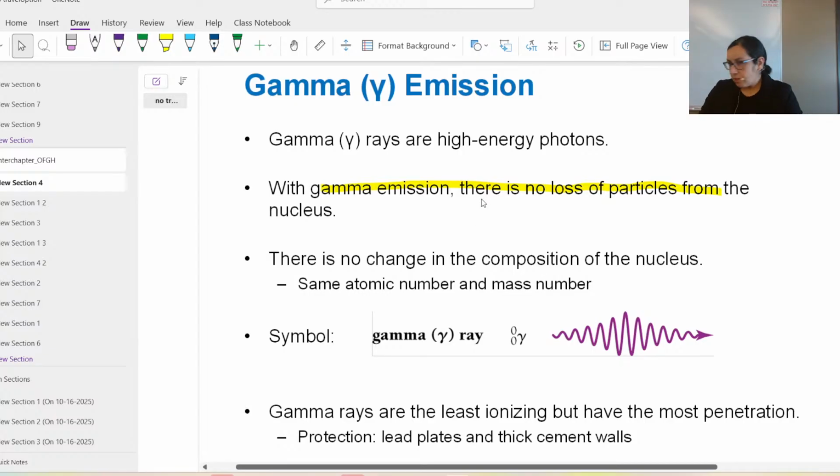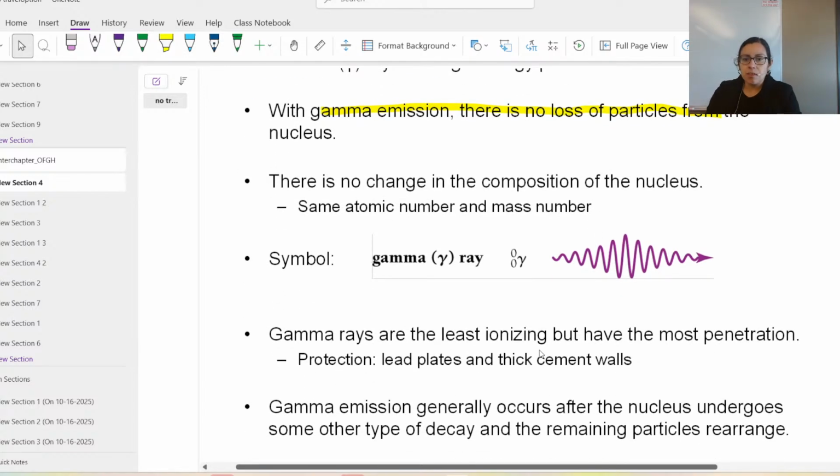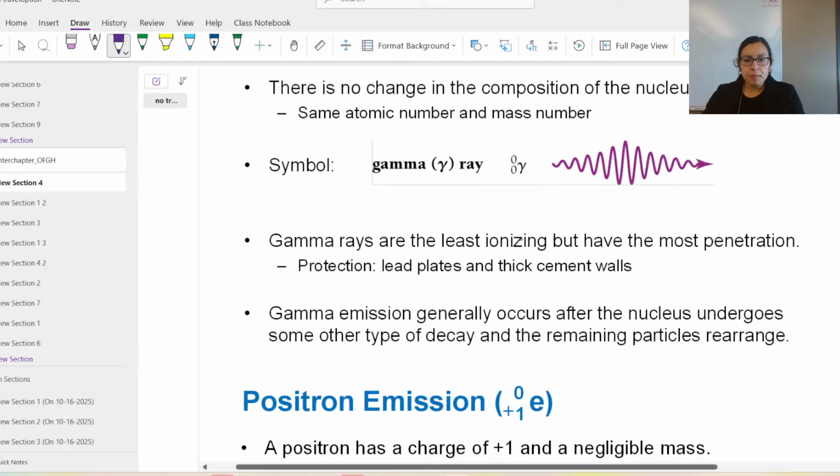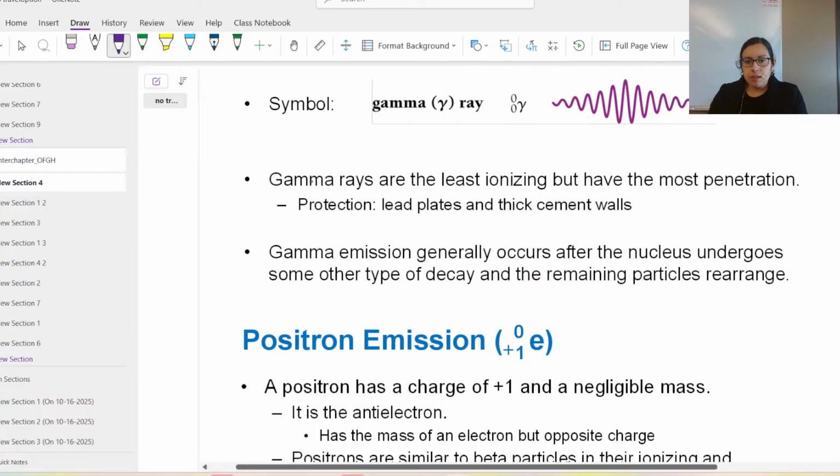And then our last main example is this gamma emission. These are high energy photons. With gamma emission, there is no loss of particles, so no change in composition. So usually just a 0, 0, then the gamma symbol. They're the least ionizing but have the most penetration. And so you'd want to protect yourself using lead or a thick cement wall.